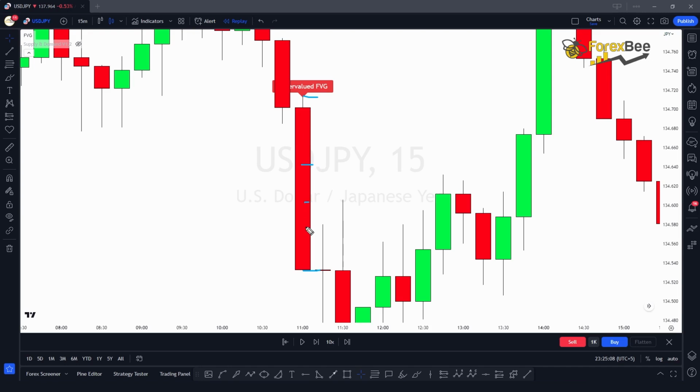Now what we need to check is that the low of the previous candle in this undervalued fair value gap must be above the 35% from the top, and the high of the next candle should be below the 35% from the low. So it's below this level, and then we'll consider this as our valid fair value gap, or valid undervalued fair value gap.